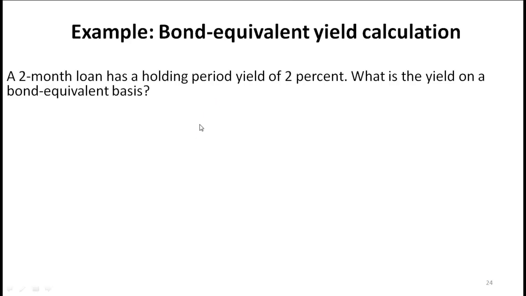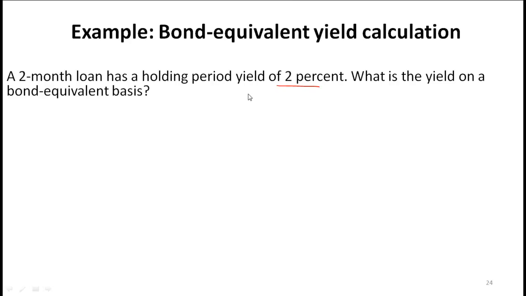One final example and then we'll be done. If you have a 2-month loan which has a holding period yield of 2%, what is the yield on a bond equivalent basis? So you need to find the yield for a 6-month period first and then double it. If for 2 months you have 2%, then for 6 months the yield will be 1.02, coming from the 2%, and then you raise this to the power of 3.